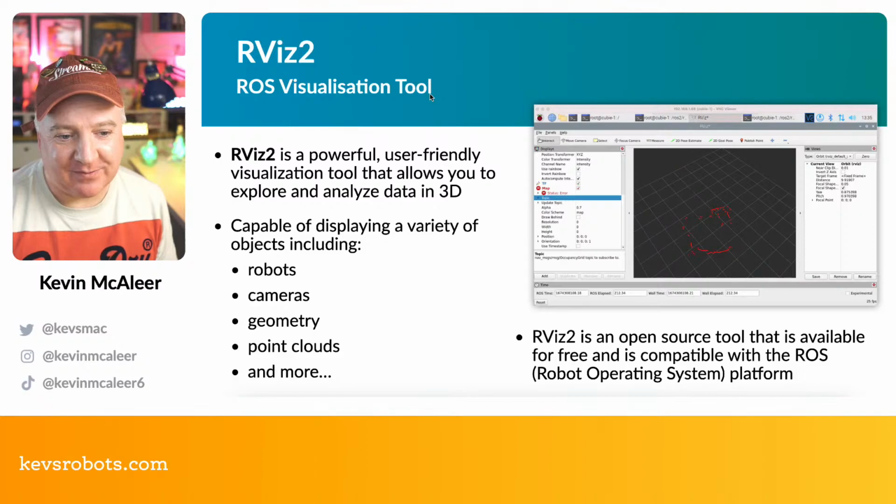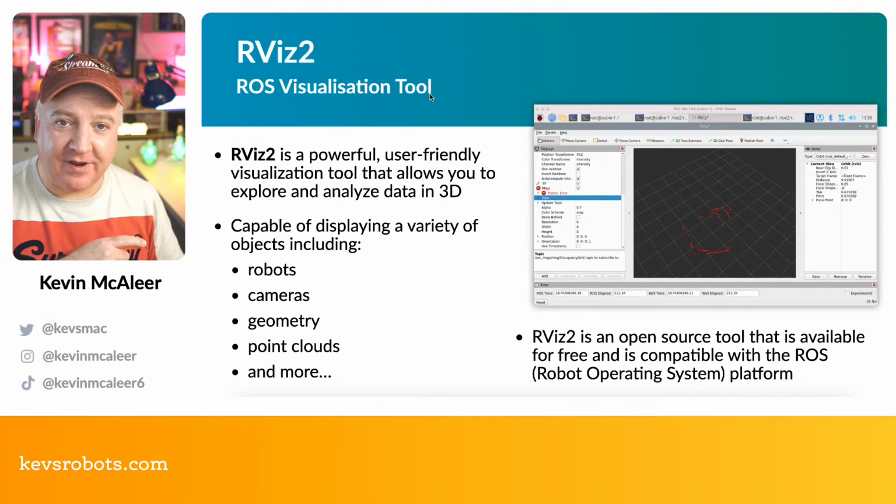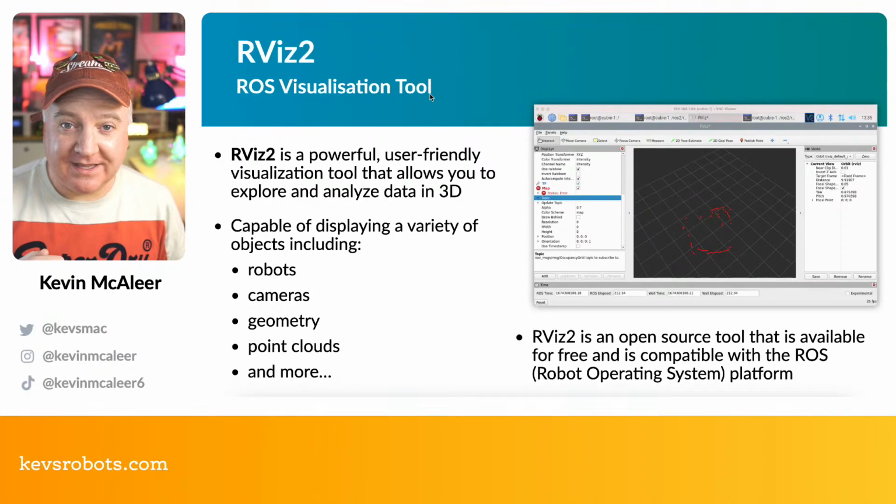One of the things I also want to do is bring in a model of my robot that I've created in Fusion 360 as an object into ROS, into the Gazebo tool, and also into RViz2, so we can see it moving around and scanning its environment and mapping and so on.